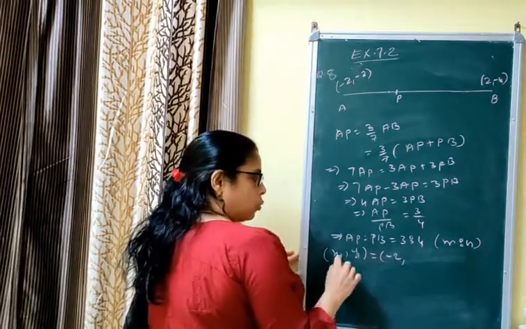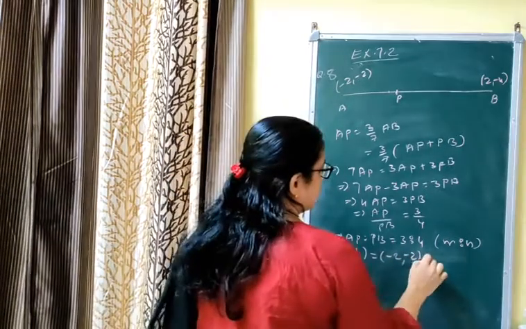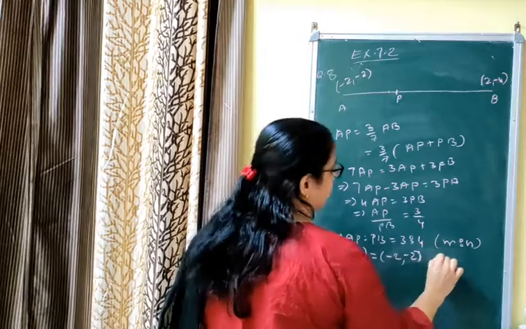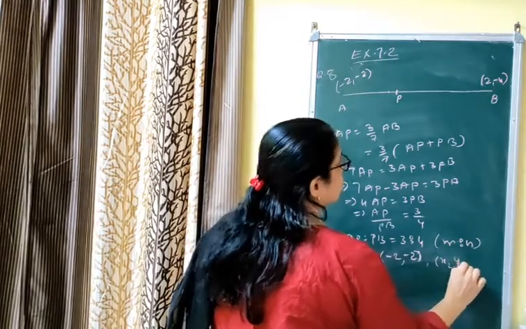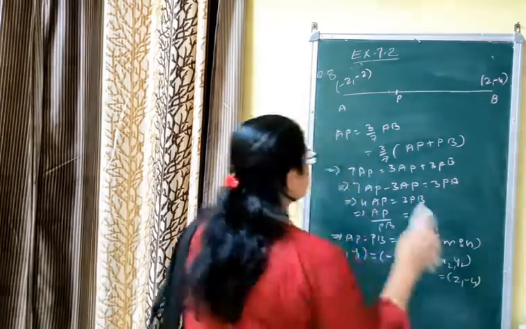I am advising you to write these in each question so that you will not get any confusion, as well as you will not make any mistake. And x2 comma y2 is 2 comma minus 4. Now you can apply the section formula.